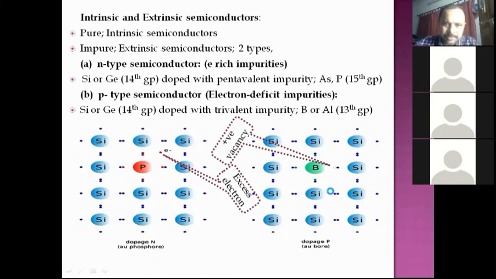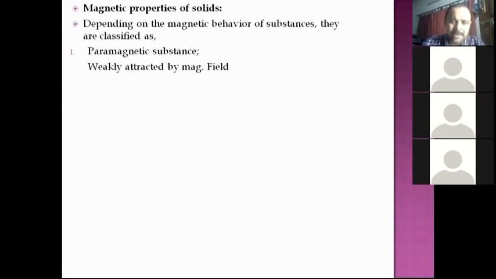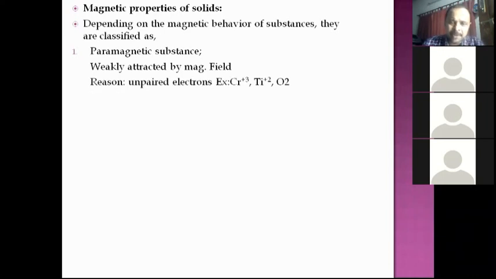So this is magnetic properties. We'll throw some light on magnetic properties. Depending on the magnetic behavior of substances, they are classified as paramagnetic, diamagnetic, and ferromagnetic, is what we know. But we have 2 more classes also, right? Paramagnetic means weakly attracted by a magnetic field.